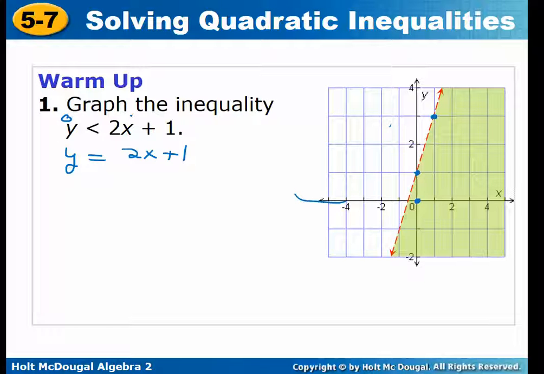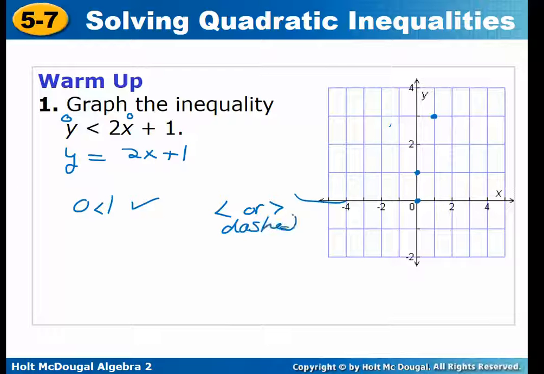if I put 0 in for y and 0 in for x, I test it, it's a test point, and I would get 0 is less than 2 times 0 plus 1, which is true. So that means I shaded correctly, the region that included the point 0, 0. Generally speaking, if the y is on the left side by itself, then less than means shade below, and greater than would mean shade above.